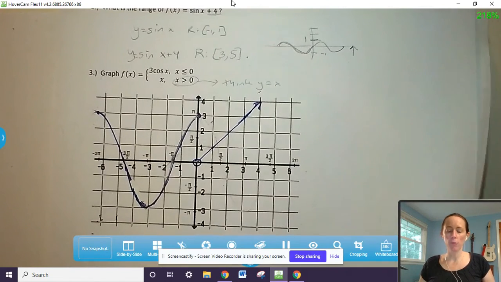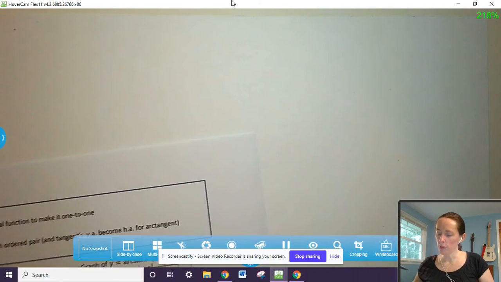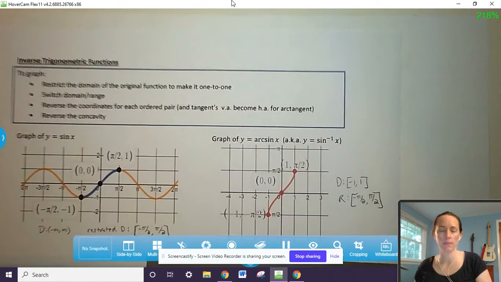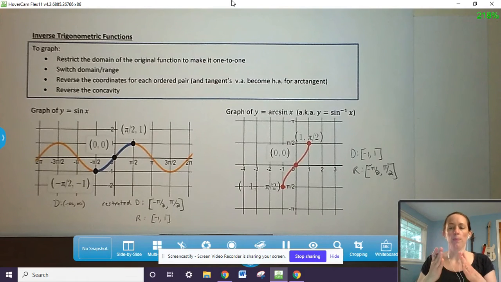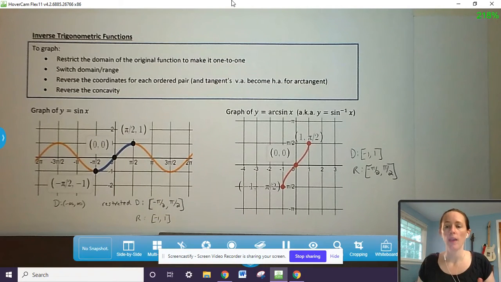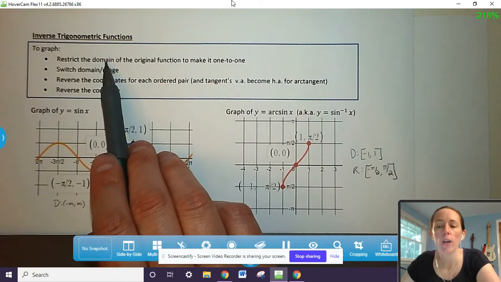Let's now move into the inverse trig functions. For graphing inverse trig functions, here are the steps that I taught in class. So what we would do, for example, if we wanted to graph inverse sine, we would think of the graph of regular sine because we're really good at that. We're familiar with it. And then what we would do is restrict the domain. So we want to make it one-to-one.